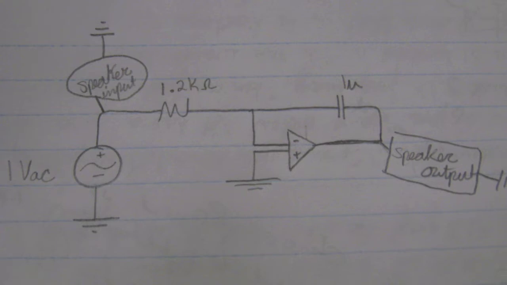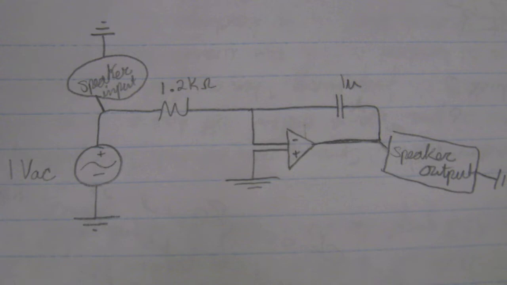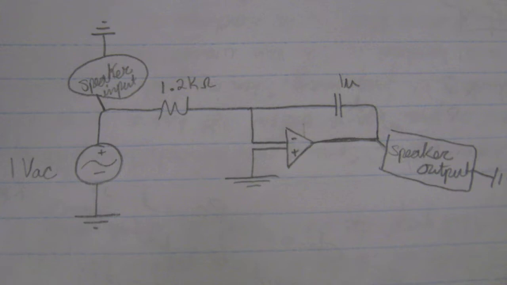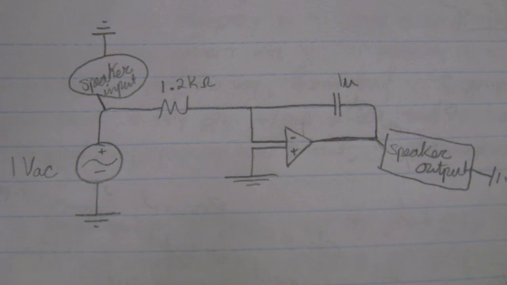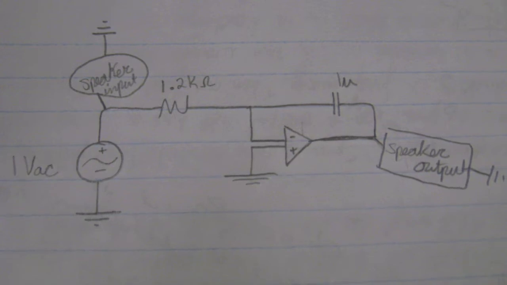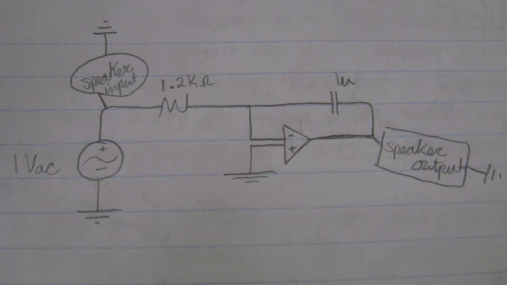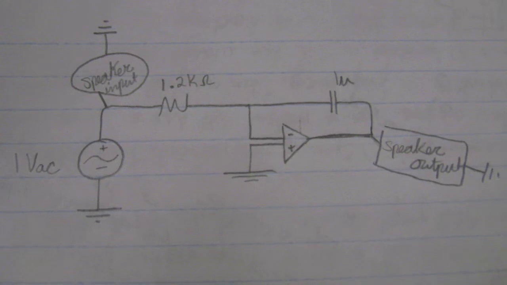Alright, this is our concept drawing for our circuit. What we have is an AC power source that flows through a 1.2 kilo ohm resistor into the inverting input of our op amp, which then outputs to a 1 microfarad capacitor. And then our non-inverting input is connected to the ground, and the output also goes to our speaker output so we can hear what's passed through the filter. And over before the 1.2 kilo ohm resistor, we also have our speaker input, which is the music coming out of the computer.